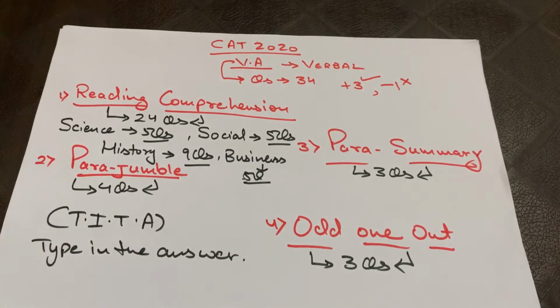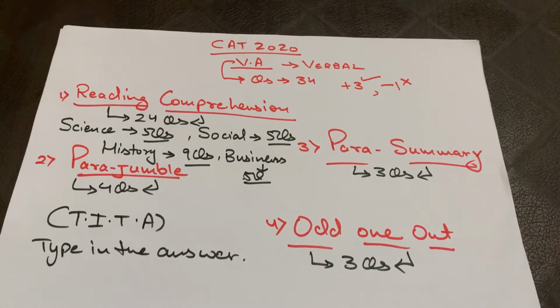In any question where there is no option available for you to get the answer from, there is going to be no negative marking. Under para summary, you are going to get three paragraphs, and for those three paragraphs, three questions are going to be asked, one question for each paragraph.